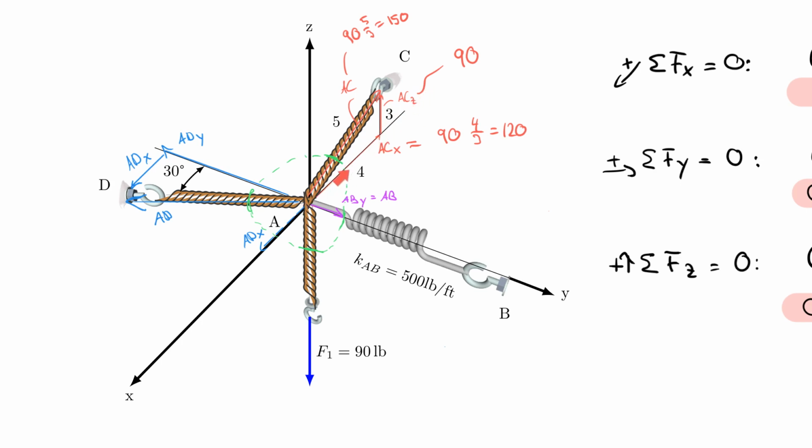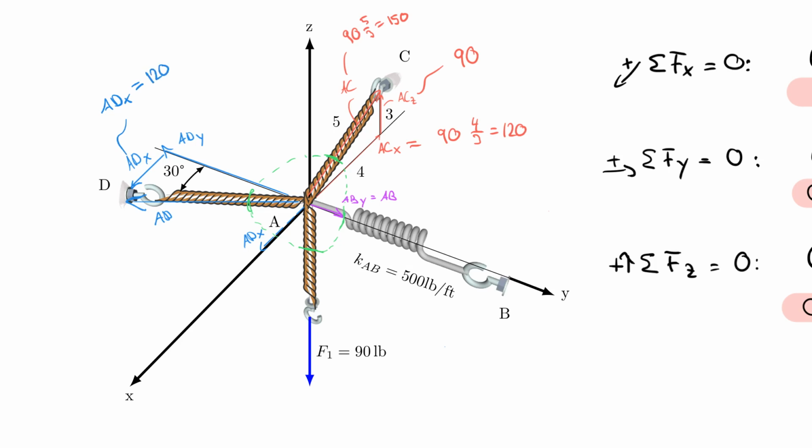And the only thing that can balance that is definitely not AB, right? Because AB only has y components and we're looking for x components. This has no x component, this has no x component. So the only thing left is AD. So I have to pull out of the plane because this is pulling into the plane. So I already know that this component ADX is equal to 120 pounds.